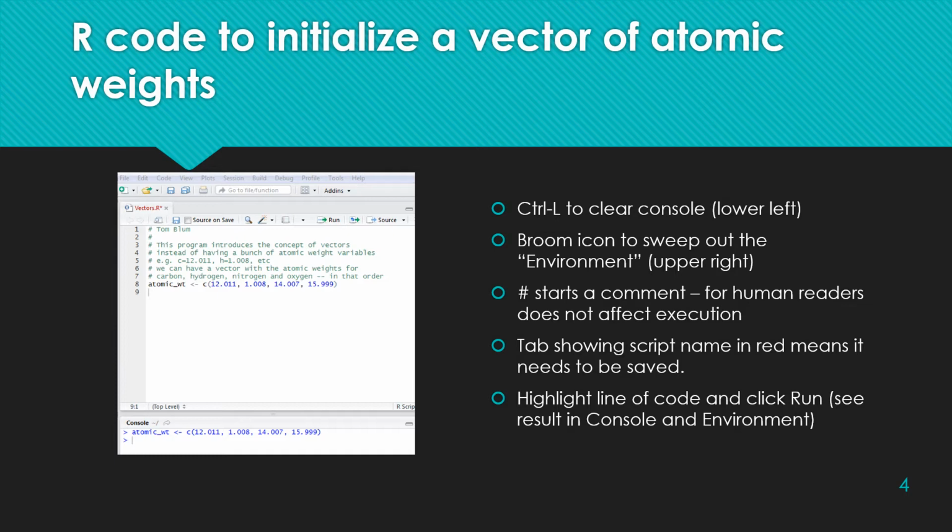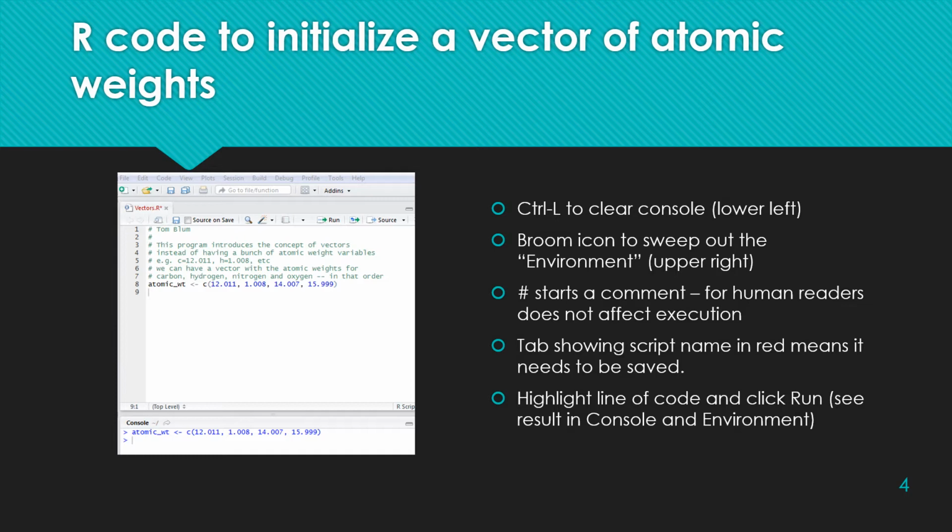In the upper right, there is a region known as the environment, which is also affected by the code you execute. It may have some results from some previous code that you've executed. If you want to clear that out, there's a little broom icon which you can use to sweep the region clean of old results. In the script region, if a line begins with a pound sign or a hashtag, then it is a comment, meant for a human reader, and does not affect the execution of your program.